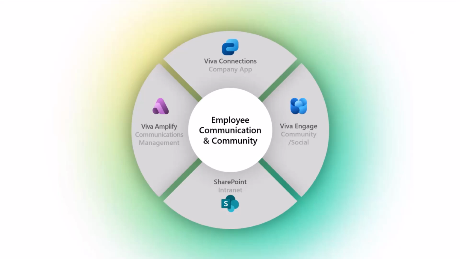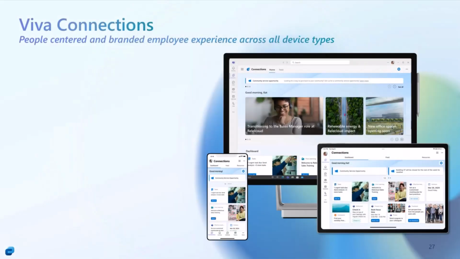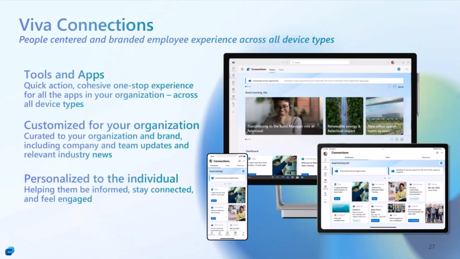So we have SharePoint, which is for intranet. We have Viva Amplify, which is for communication management, so basically publishing, doing campaigns and all of that. We have Viva Engage, which is community and social, and Viva Connections is really the company app. With company app, we mean a company application targeted for the user. I'm going to talk a bit about the role of SharePoint and the role of Viva Connections in the following slide.